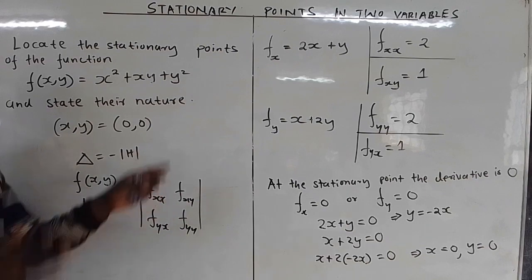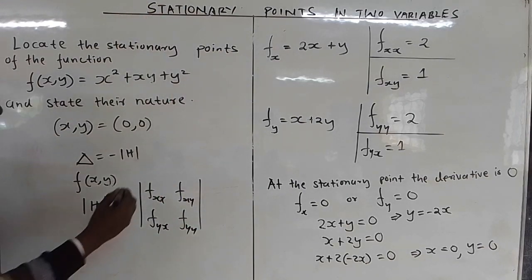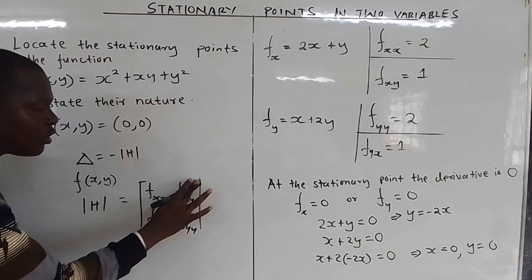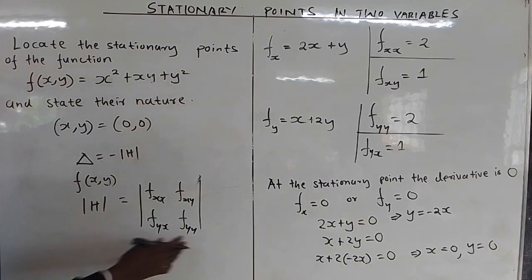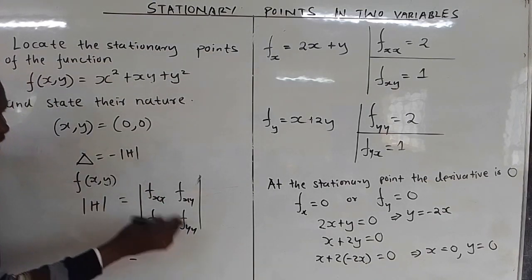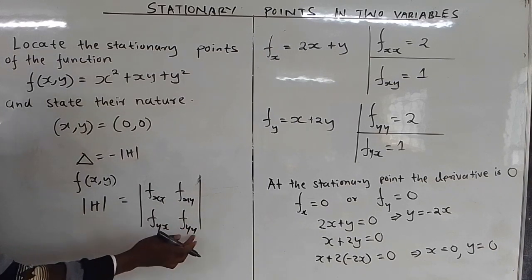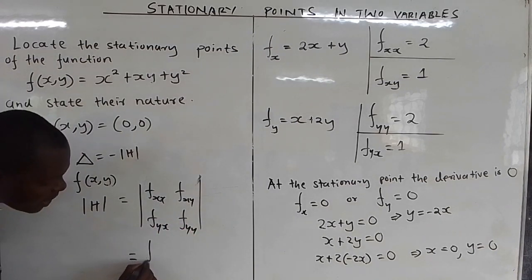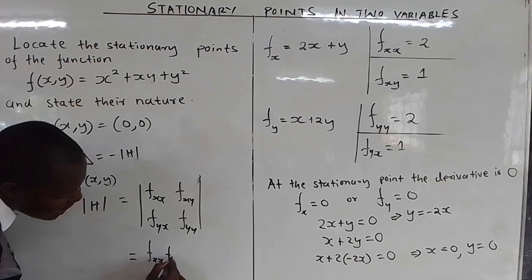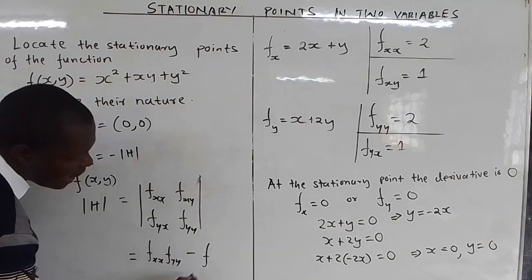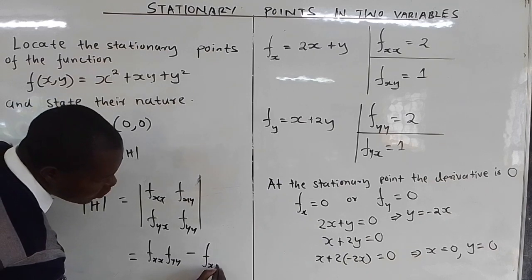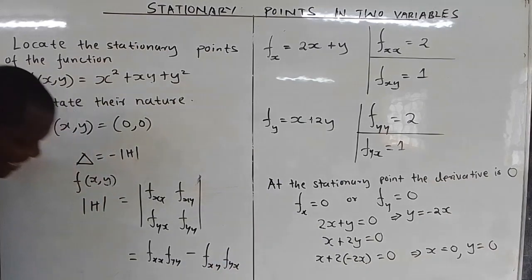So we are now looking for the determinant. Those strokes mean determinant. We will not put it in the form of a matrix. No, the determinant is what we are interested in, isn't it? So if you look at this, you will see that the determinant here is the product of the elements in the main diagonal, f of xx, f of yy, minus f of xy times f of yx, isn't it?